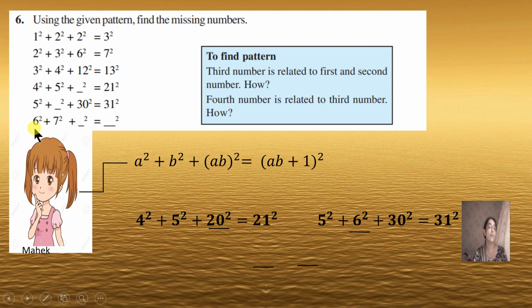Once again, I repeat, the product of the first and the second number will give you the third number. So 6 into 7 is equal to 42, and 42 plus 1 is 43. So she has followed this pattern. Let's see. Yes. 6 square plus 7 square plus 42 square is equal to 43 square.